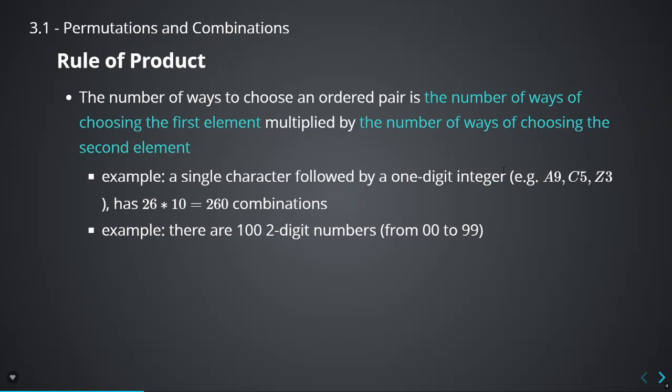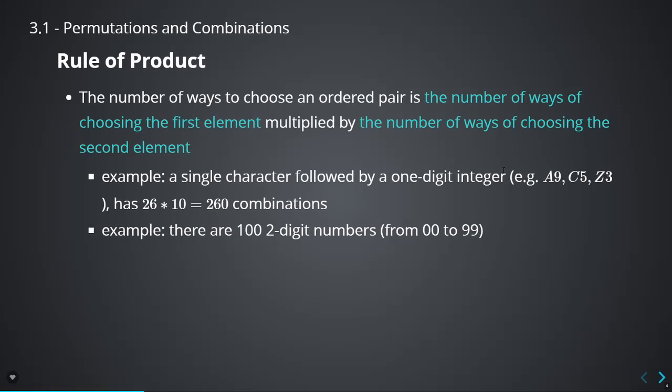You also have something called the rule of product. This is the number of ways of choosing an ordered pair from two sets or more. For example, if you have two different sets, a set of characters followed by a set of numbers, and you want to choose a character from the set of characters and a number from the set of numbers, then the total number of combinations you can have is the cardinality of the first set multiplied by the cardinality of the second set. So you're talking about A9, C5, Z3 and all that. For example, you have 26 letters and 10 numbers, so you have 260 combinations.